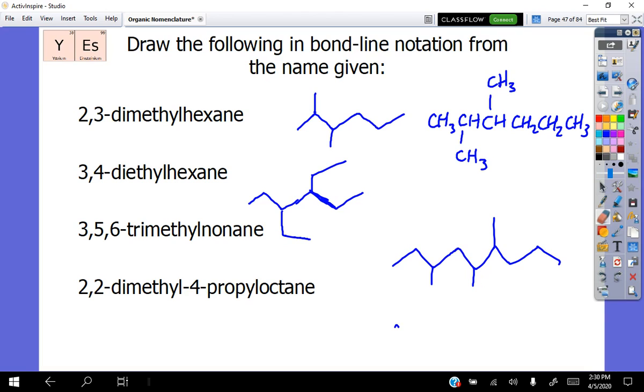And then my last one, as another example, we've got octane. 1, 2, 3, 4, 5, 6, 7, 8. 2,2-dimethyl, so there's a methyl sticking off of each. And on the 4th carbon is a propyl group. So propyl is 1, 2, 3 carbons, so 1, 2, 3. And I chose it sticking off to the right just so it didn't get in the way of the other methyl groups, but you could have drawn it sticking off to the left.